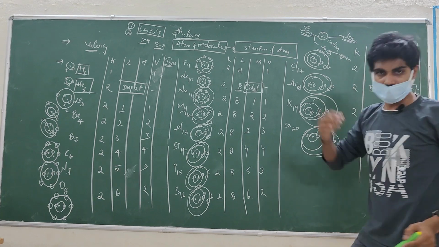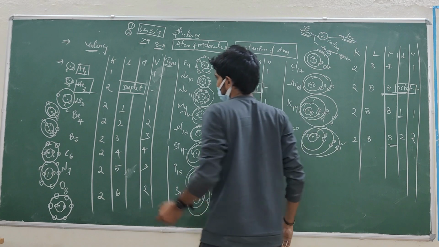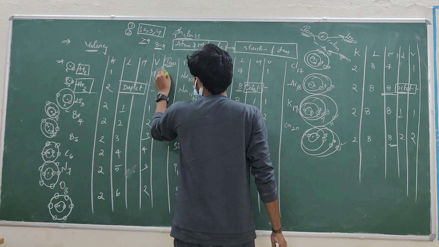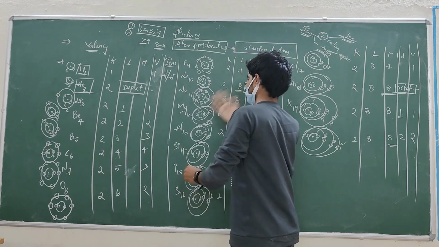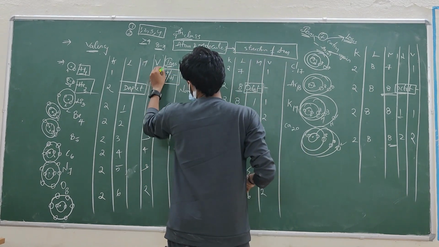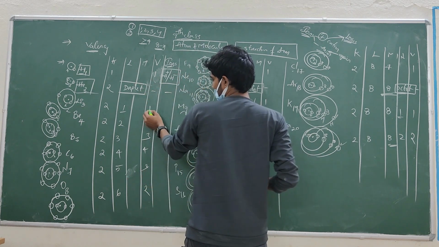While doing this, you will simply observe these things. Firstly, hydrogen is going to lose or share, so we simply say H plus or H minus. It's an exception, so don't consider this. Helium doesn't do anything because it doesn't have any valency.